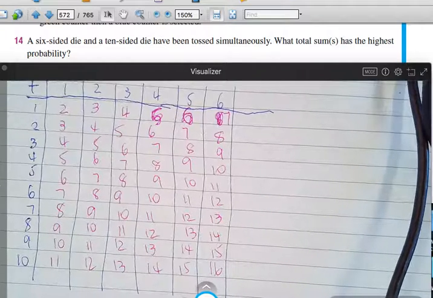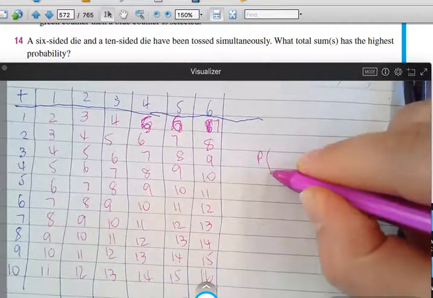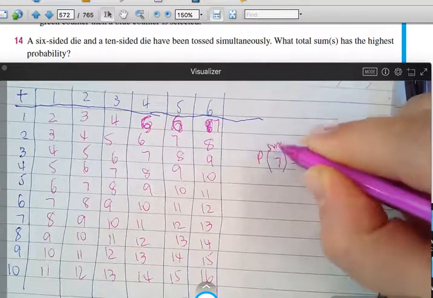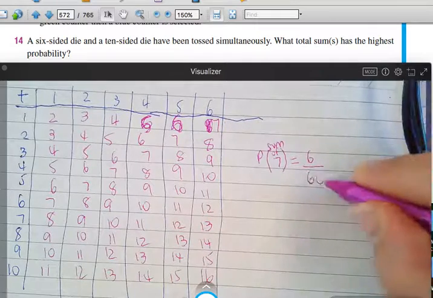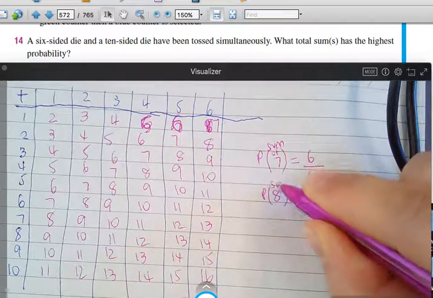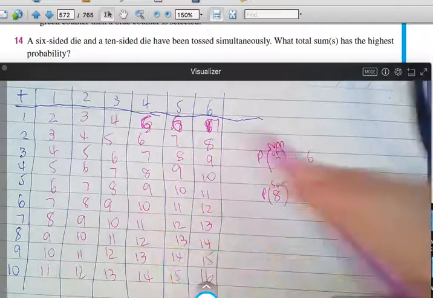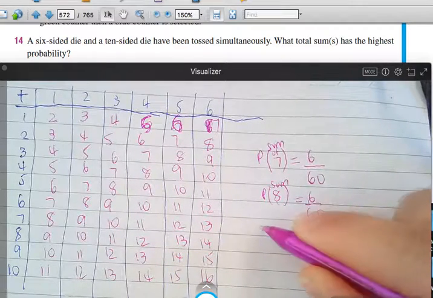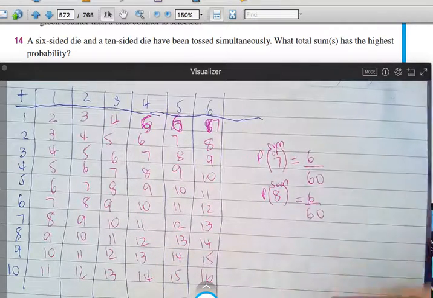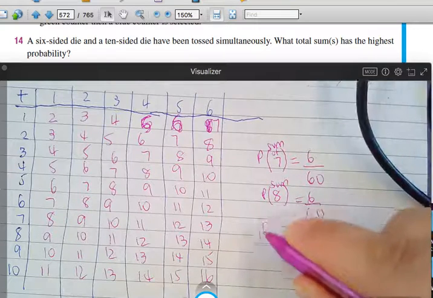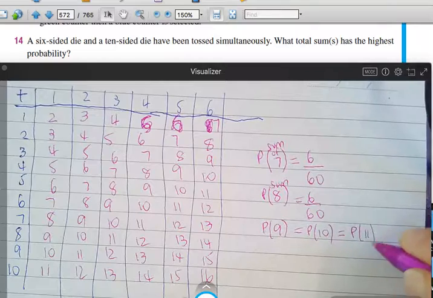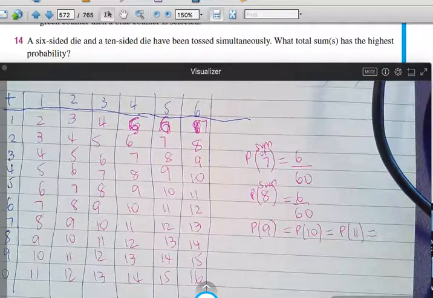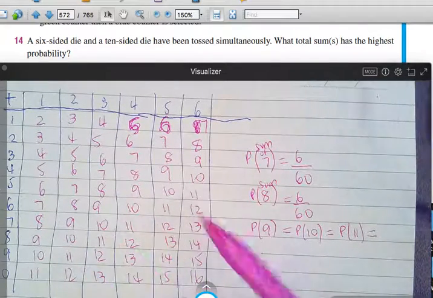Sums have the highest probability. So what's the probability of getting a 7, a sum of 7? 6 out of, what's 10 times 6 out of 60? What's the probability of getting a sum of 8? The same. And a sum of 9 is the same. All the way up to 10, all the way up to 11. So 7, 8, 9, 10, 11, they've all got 6.